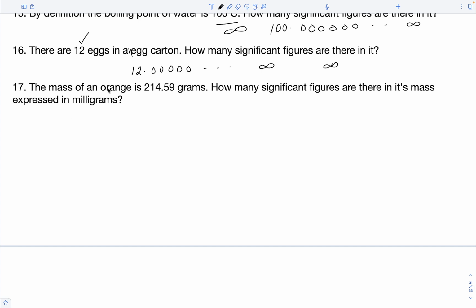Then this says the mass of an orange is 214.59 grams. How many significant figures are there in its mass expressed in milligrams? Remember, the number of significant figures do not change when it is converted from one unit to another unit. So simply figure out the number of significant figures in the given measurement. And here there are 5 significant figures. So the answer to this question is 5.